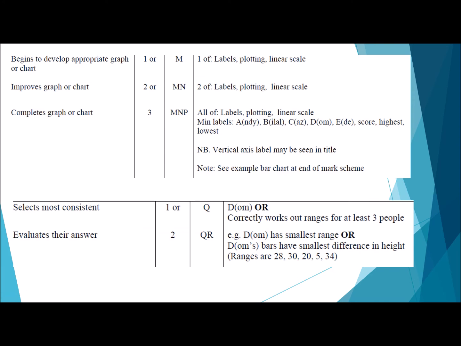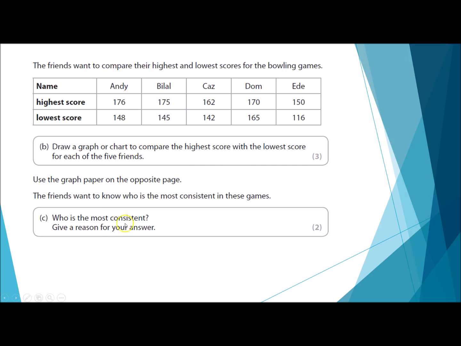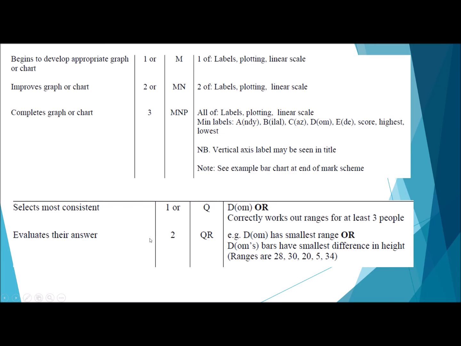So if we go back here, we're looking for the second part, who is the most consistent? So the answer was Dom. And to actually do that, consistency is a measure of range. So the most consistent person is the person who has the smallest range. So we could say, if we look at the bar chart, Dom's bars have the smallest difference in height.